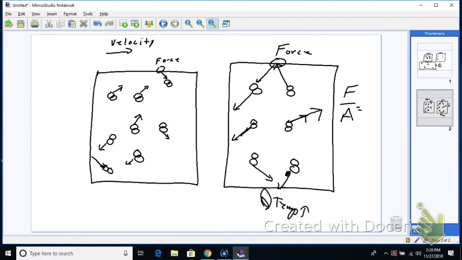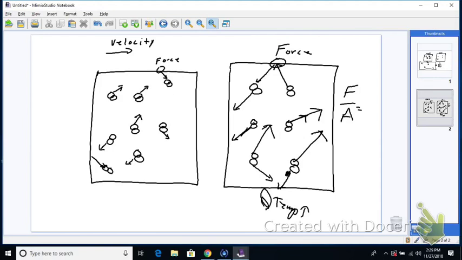These other ones I can't show. But they're going to be longer arrows. Is there any rhyme or reason to the direction that they're moving? No. They're in rapid, random motion.